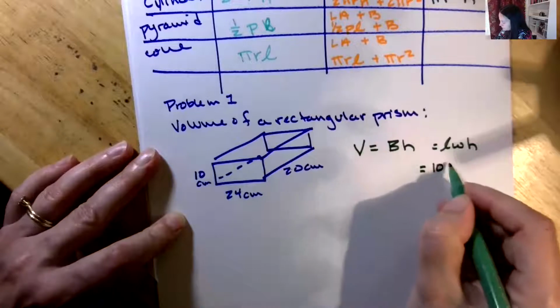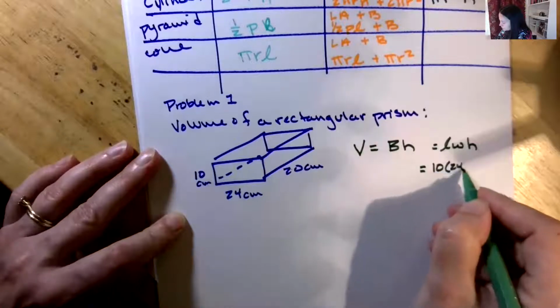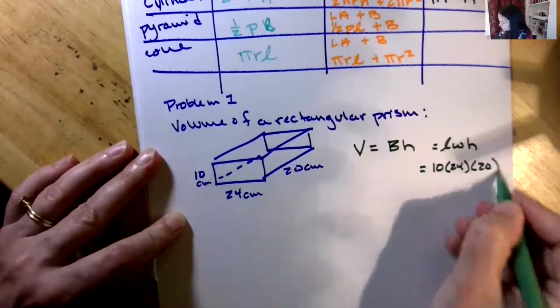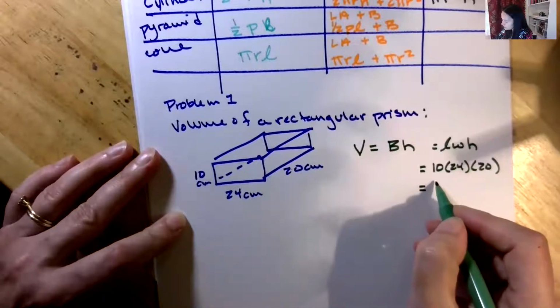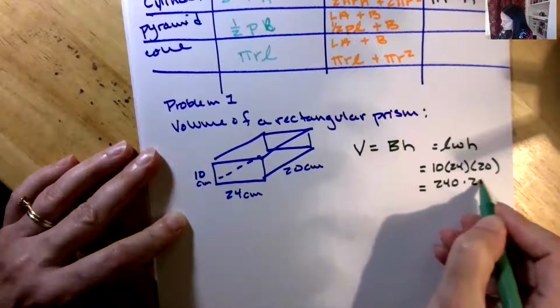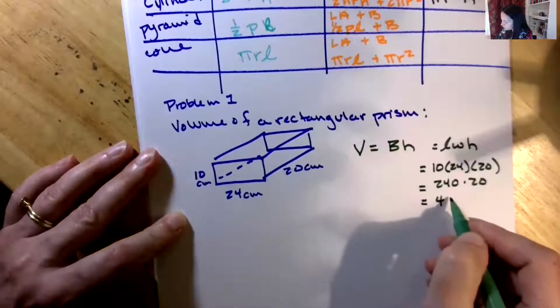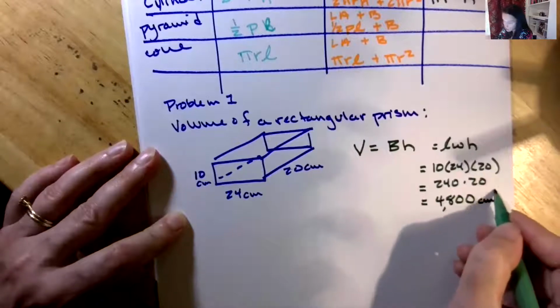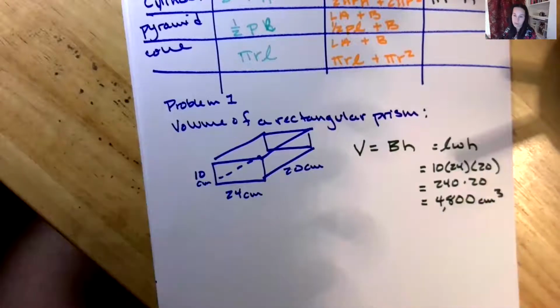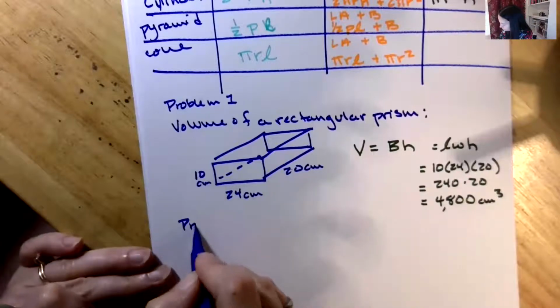So we have 10 times 24 times 20, which will be 240 times 20, which is in turn 4,800 centimeters cubed. Okay, pretty straightforward, isn't it? So how about finding the volume of a triangular prism? So a triangular prism, problem 2.